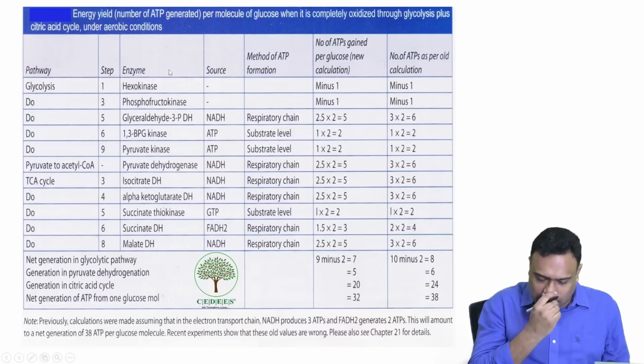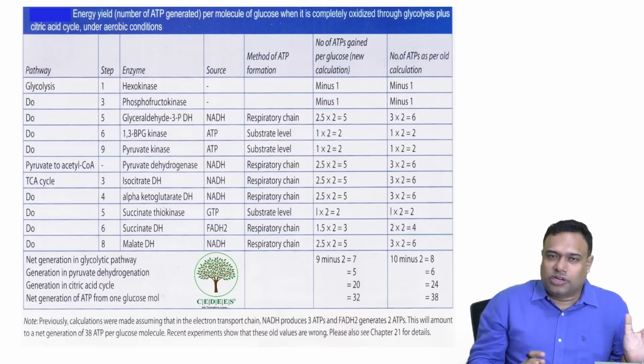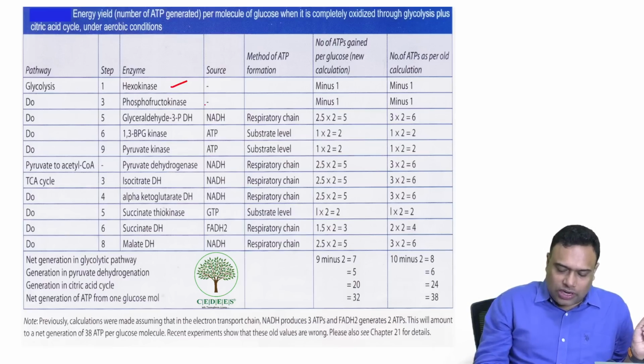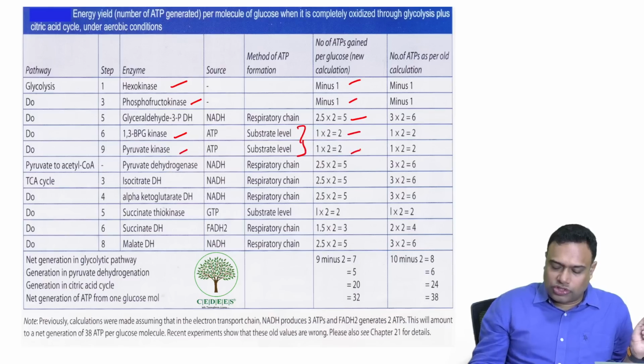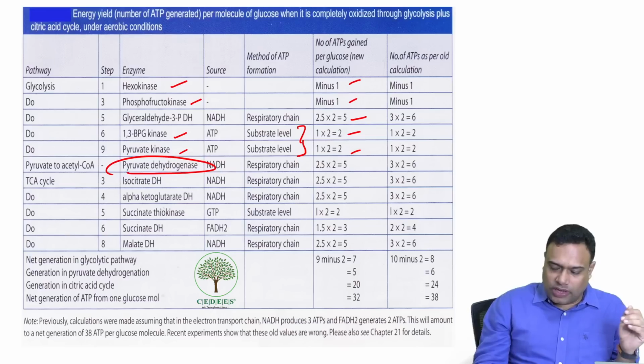So let's recap this and see what are the steps in which energy is produced in both of these pathways, right? In glycolysis, hexokinase and phosphofructokinase is -1 and -1. Glyceraldehyde 3-phosphate dehydrogenase is 5 ATPs. 1,3 bisphosphoglycerate and pyruvate kinase, both substrate level phosphorylation, produces 2 plus 2, making it 9 ATPs. Pyruvate dehydrogenase, that is the conversion from pyruvate to acetyl-CoA, produces 5 ATPs.